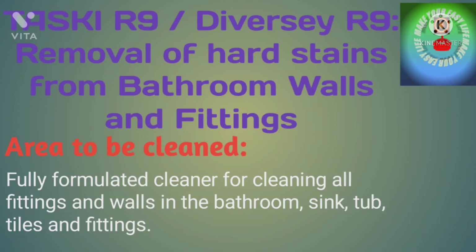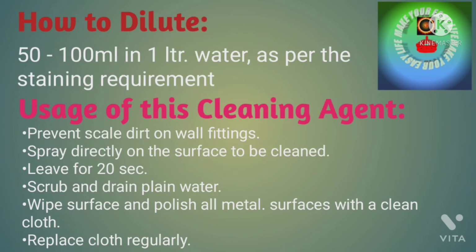Taski R9. Where is it used? How to dilute? Taski R9 is for removal of old stains from bathroom walls and fittings. Area to be cleaned: a fully formulated cleaner for cleaning all fittings and walls in the bathroom, sink, tap, tiles and fittings. How to dilute? 50 to 100 ml in 1 liter water as per the staining requirement.